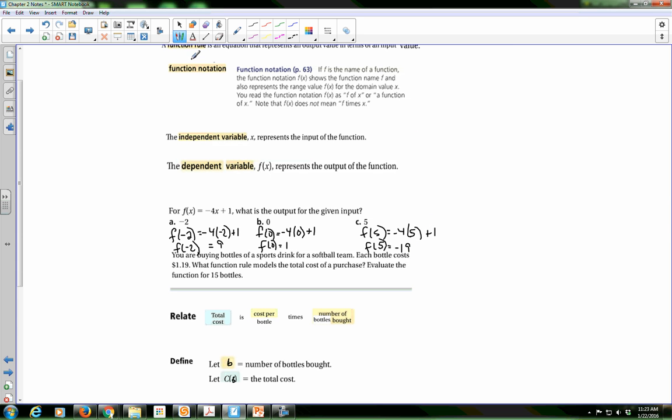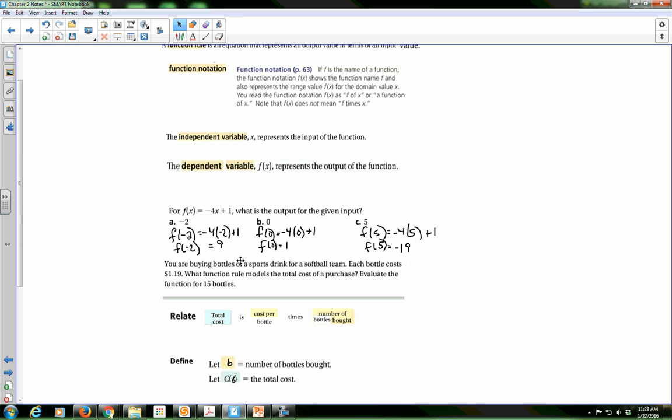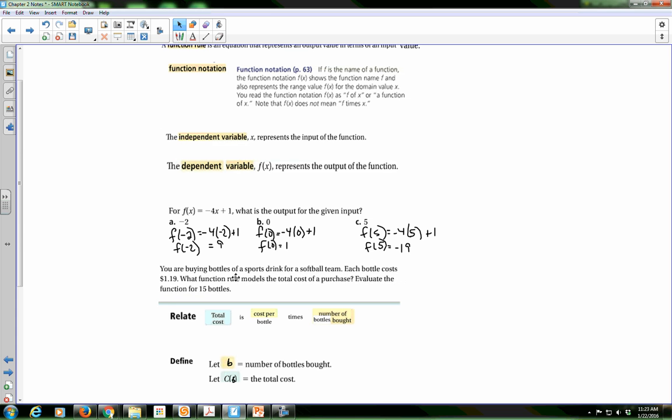All right, let's see how this applies to a real world problem. For those of you guys looking ahead, this is a great kind of basic problem. You can make this a little bit more difficult if you're looking for a portfolio problem. But let's see how we apply that to a word problem. You're buying bottles of a sports drink for a softball team. Each bottle costs $1.19. What function rule models the total cost of a purchase? Evaluate the function for 15 bottles.